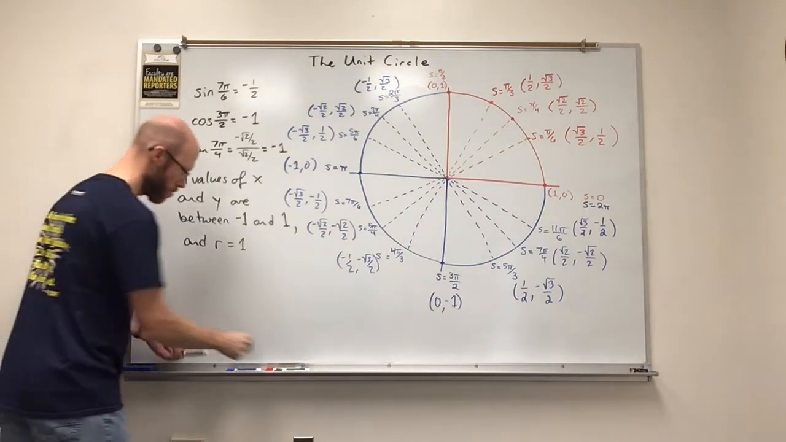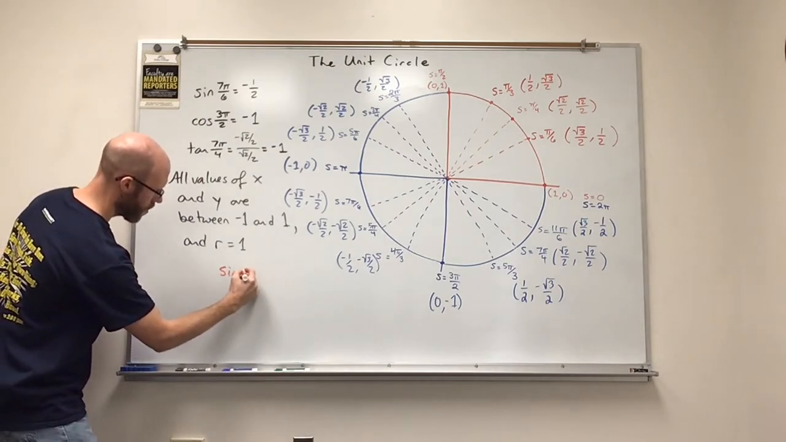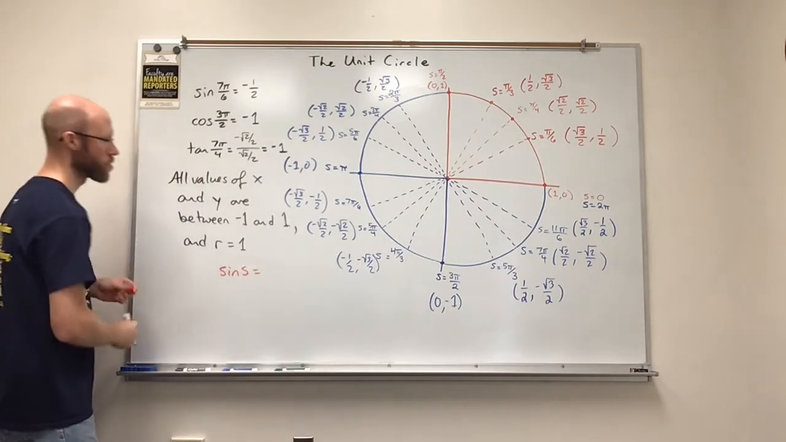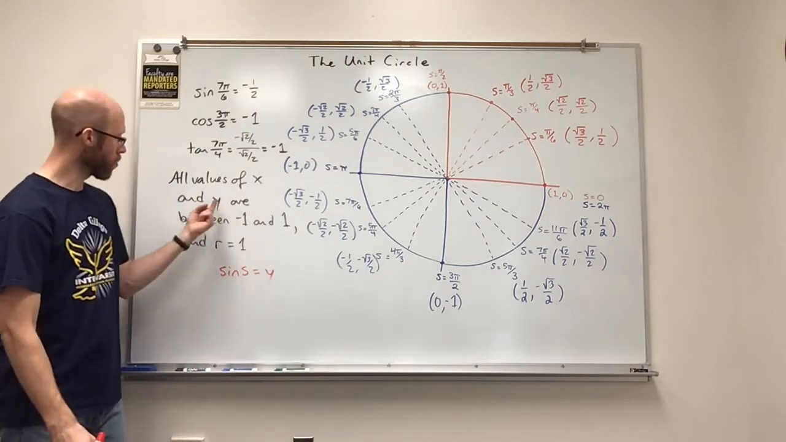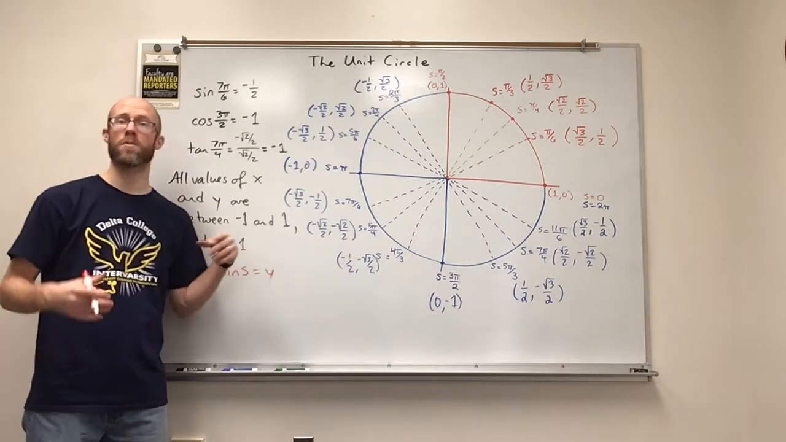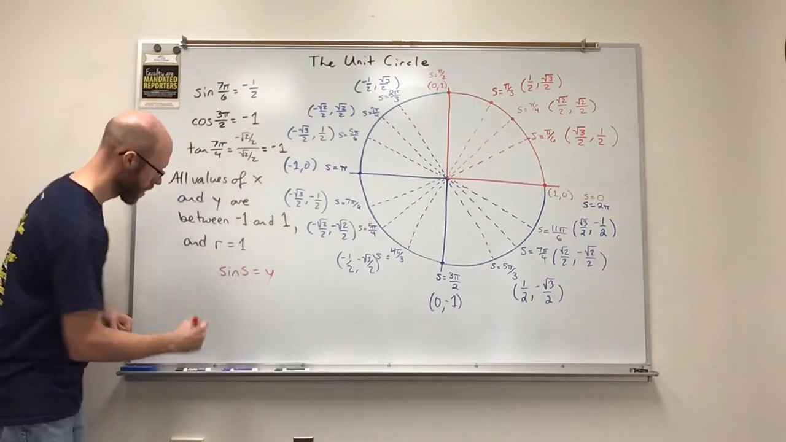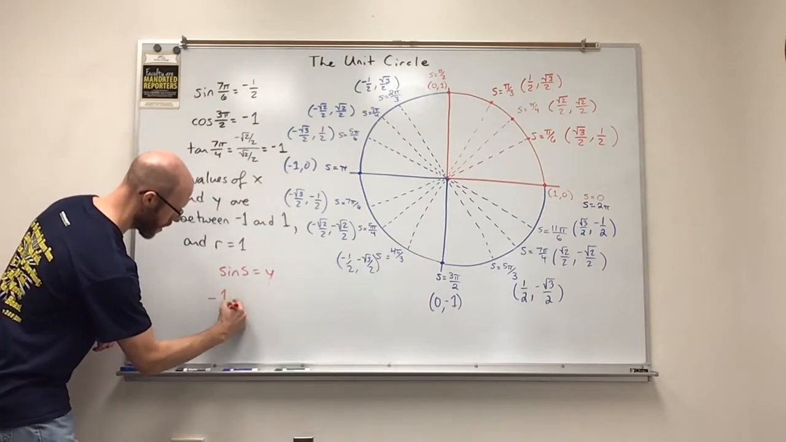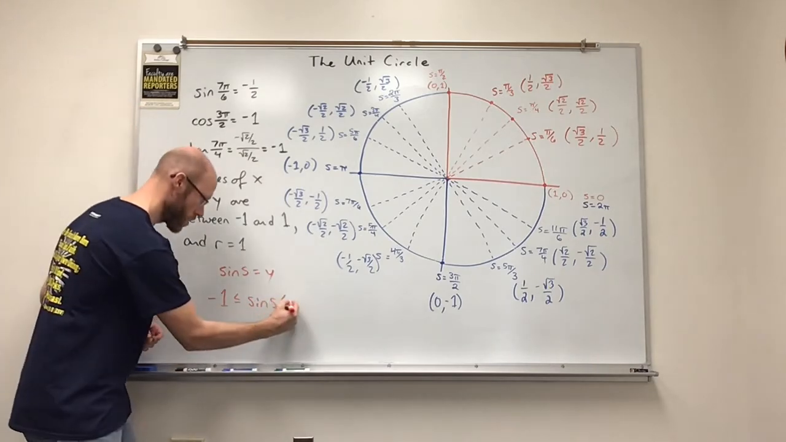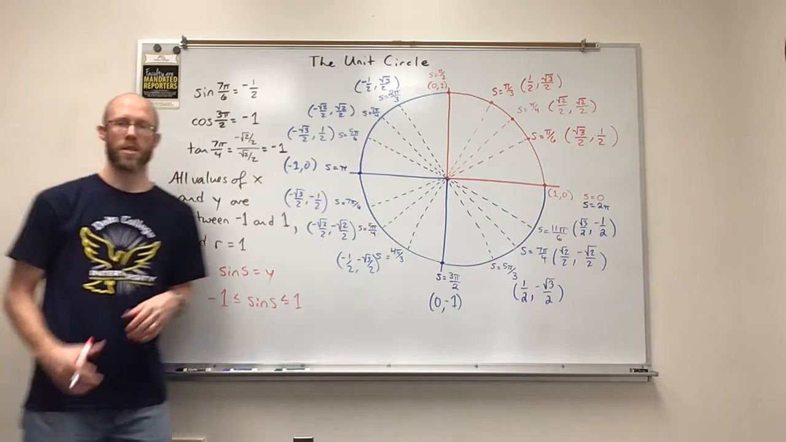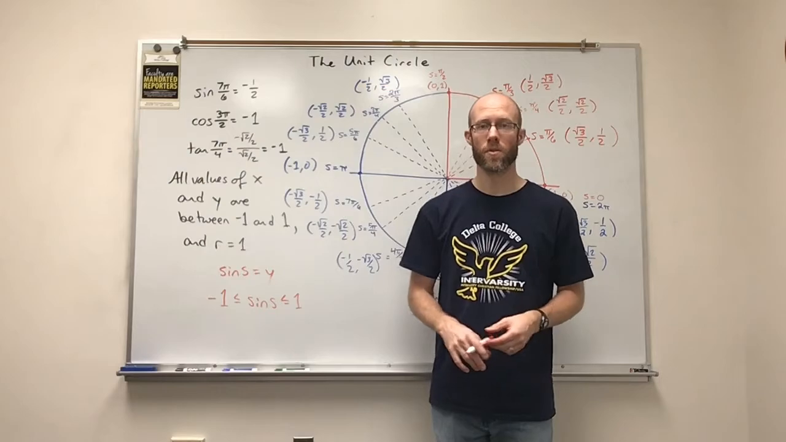Namely, because the sine is equal to the y value of each point, we know the y values are between -1 and 1, so that must mean all of the sine values are between -1 and 1 also, including the endpoints. So we can say that -1 is less than or equal to the sine of any arc length or angle, which is less than or equal to 1. So the output from the sine is always between -1 and 1.